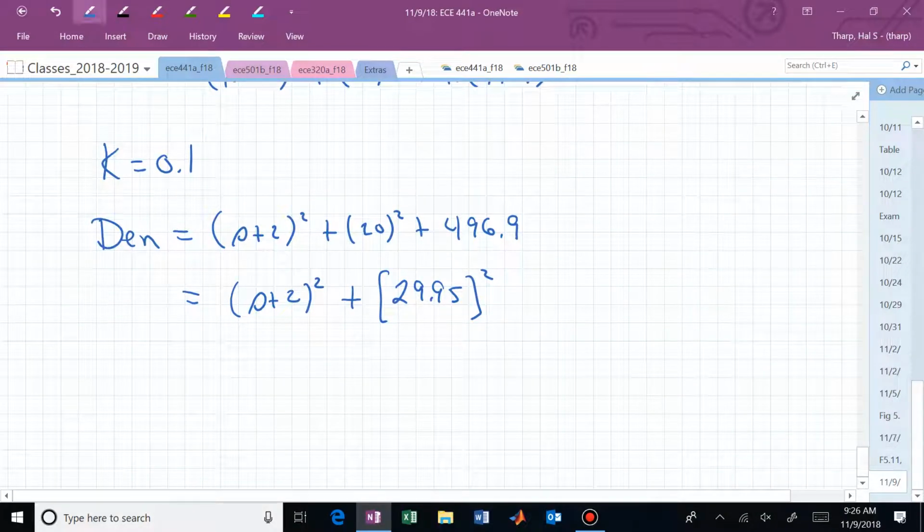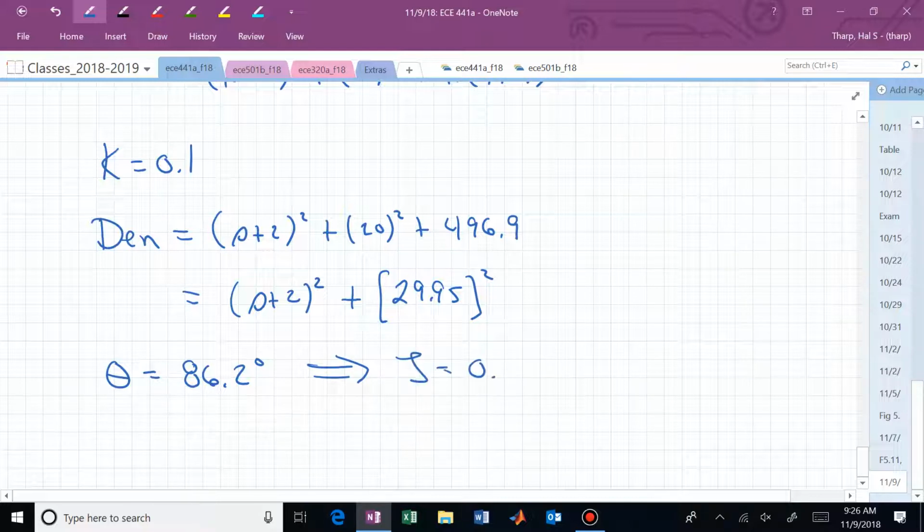What's that angle? Can you now tell me what my percent overshoot will be for a k of 0.1? Now you can find the angle, and that would be the inverse tangent of 30 over 2. We take the cosine of that angle and we get zeta, and we know it's going to be small. Zeta is now equal to 0.067.